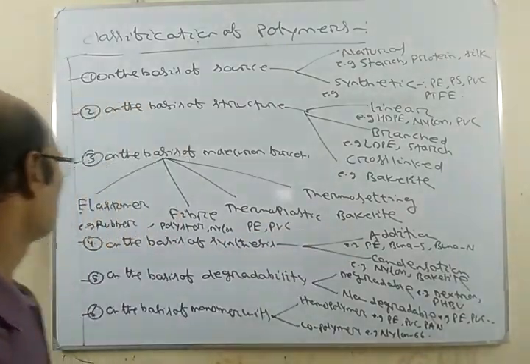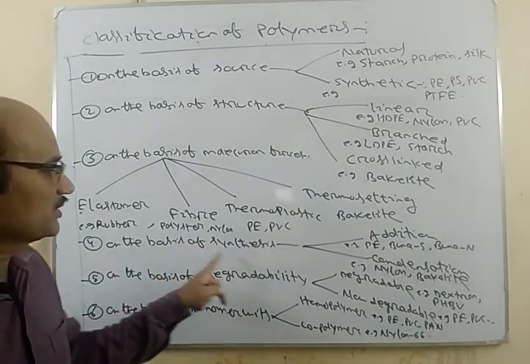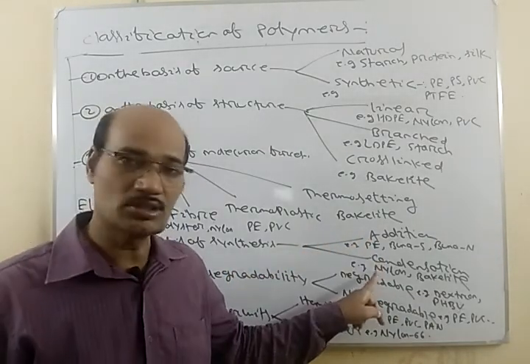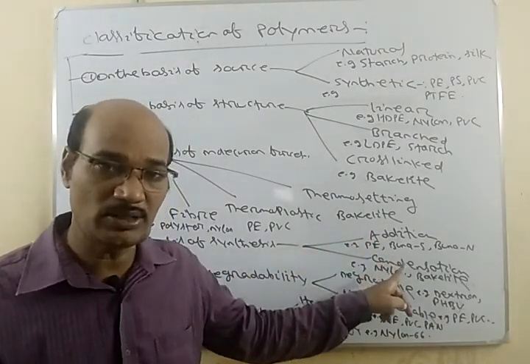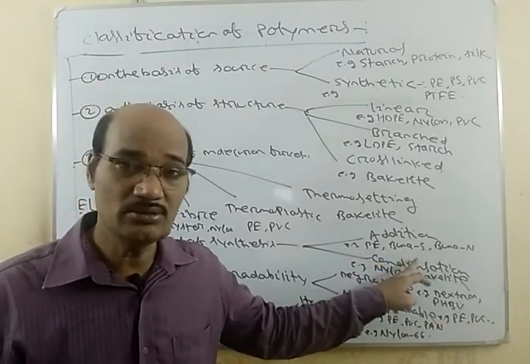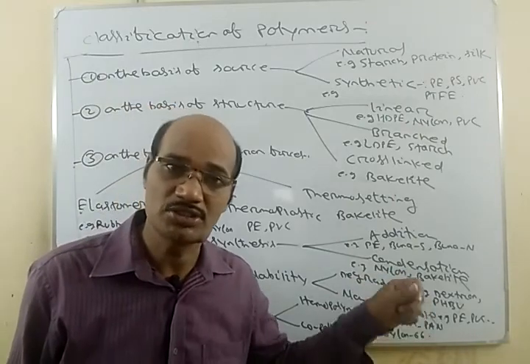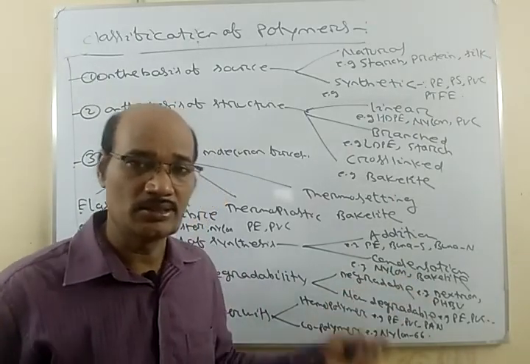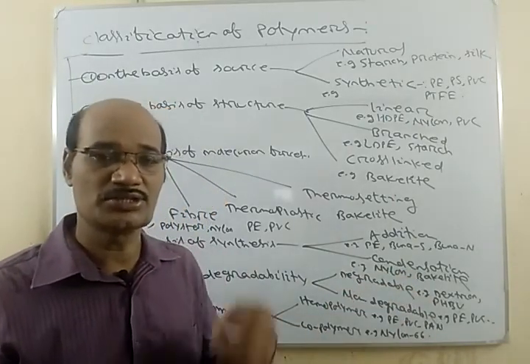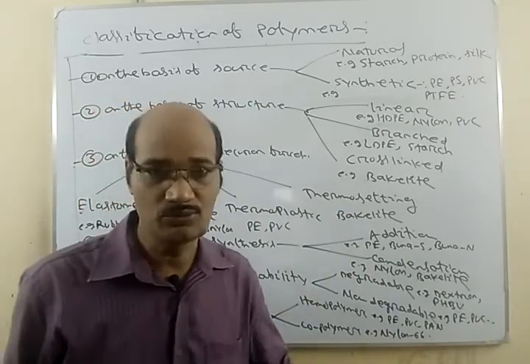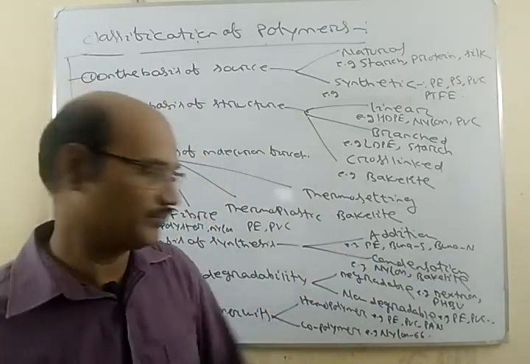Okay. Next, on the basis of synthesis: addition polymer and condensation polymer. Addition examples would be polythene, Buna S, Buna N, and condensation polymers are like nylon, Bakelite. Nylon 6 is there, nylon 6,10 is there, nylon 2,6 is there. Okay, different kinds of nylons are there.